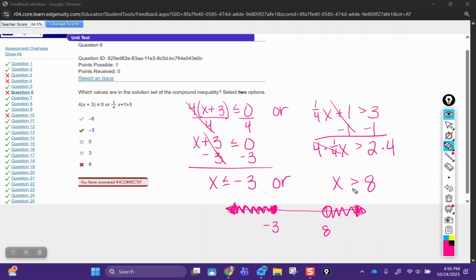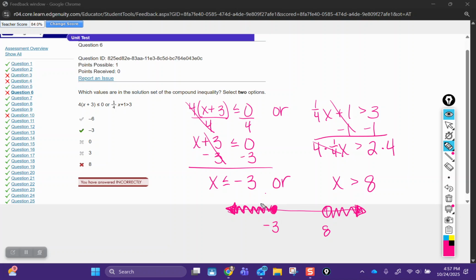Because it's just greater than 8, we're not including 8. So if we were to graph this on a number line, we put an open circle at 8, and that tells us we're not actually talking about 8. Everything that's greater than 8 would be in the solution set, and anything that is less than or equal to negative 3. So that or equal to line is why I have a closed circle here, and I have an open circle here because it's just greater than.